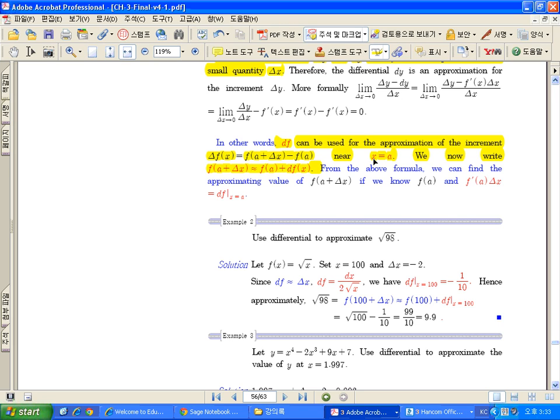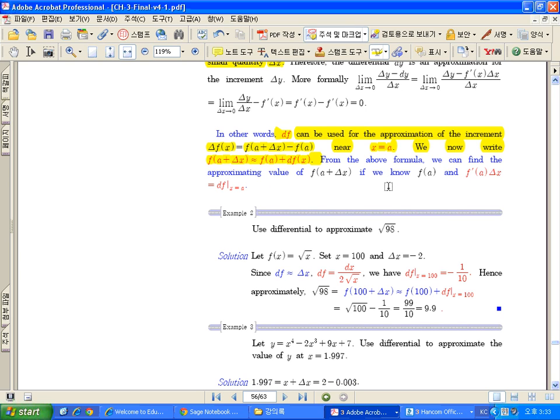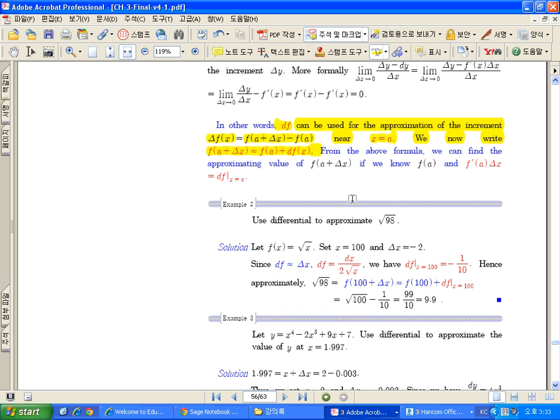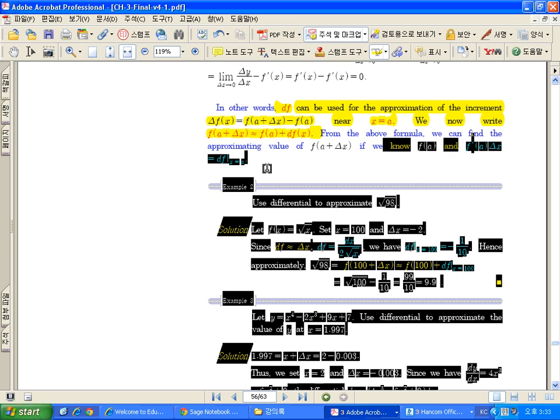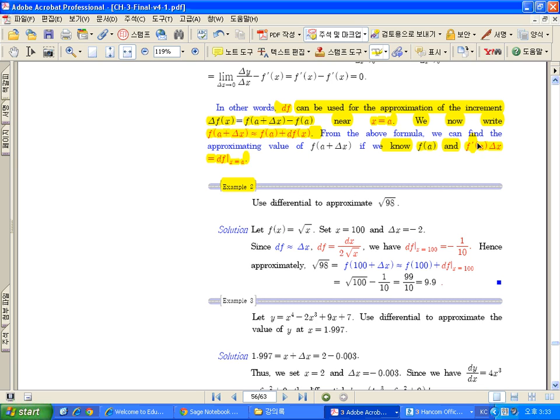When x stays near a, we may write f of a plus delta x is almost the same as f of a plus df of x. So with this concept, we can find the approximation of the given values. Here are the notations for these differentials. The df at x is equal to a can be written as f prime of a times delta x. So this value can be found by this equation. What that means is if we have a df, then just substitute x is equal to a, and we can have this much of difference with the differential.